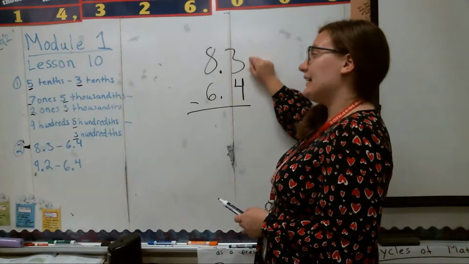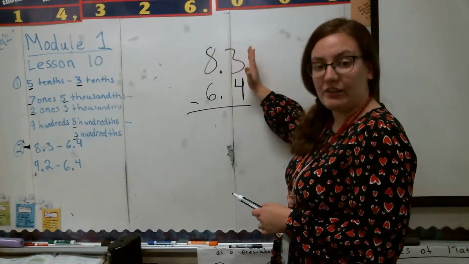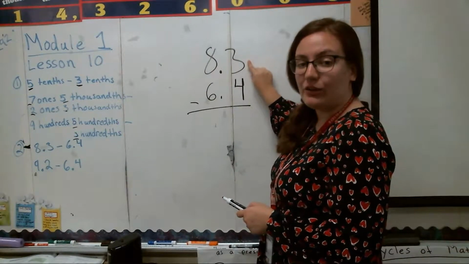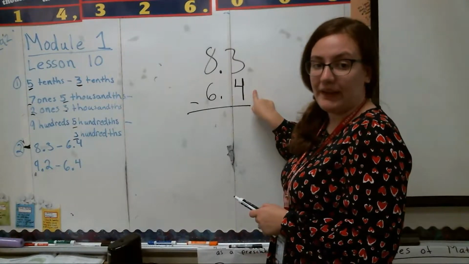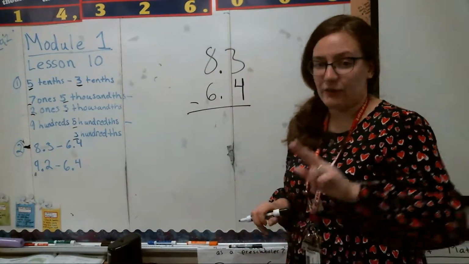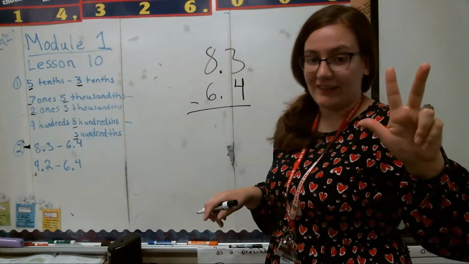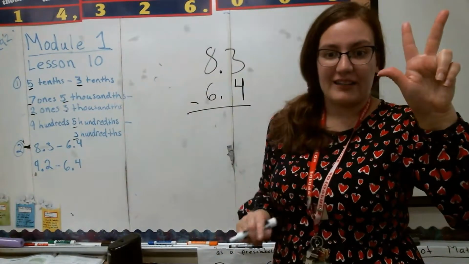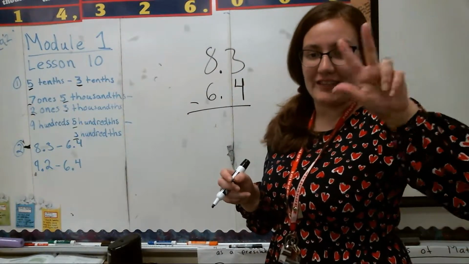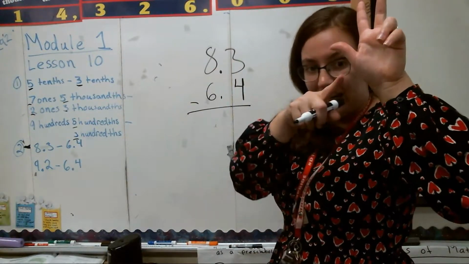Now, I need to start subtracting. I always start all the way to the right, and I'm trying to subtract 3 minus 4. Now, when I'm subtracting 3 minus 4, it's kind of like I have 3 fingers up, and I ask you, take away 4 fingers. Can I do that? No, because I only have 3 fingers. I can't take away 4 if there's not an extra one there.